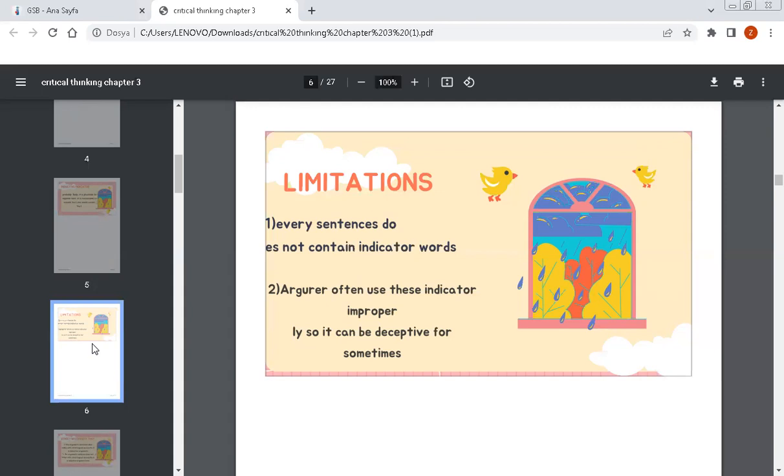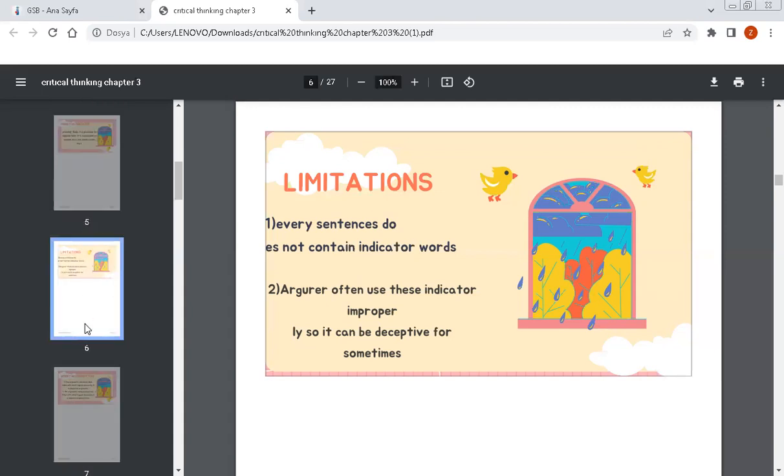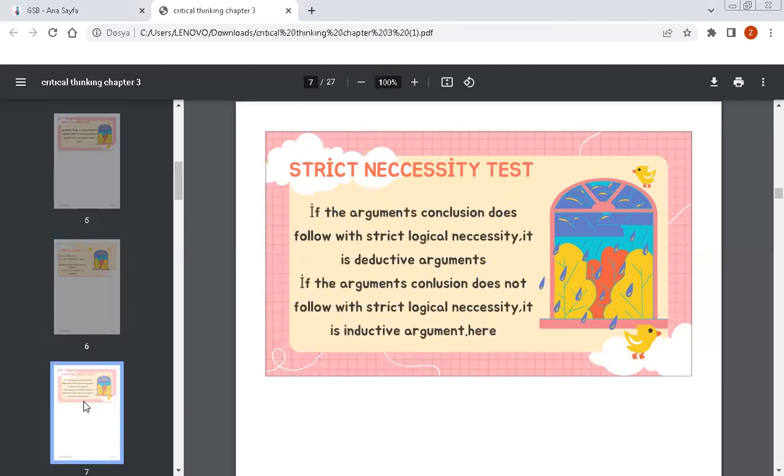When it comes to the other test, it is the strict necessity test. It's inductive arguments.